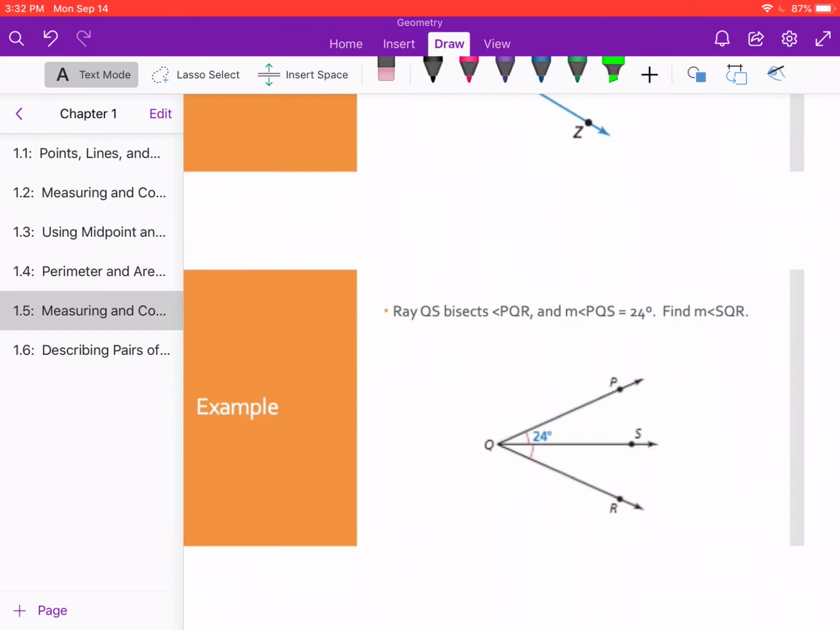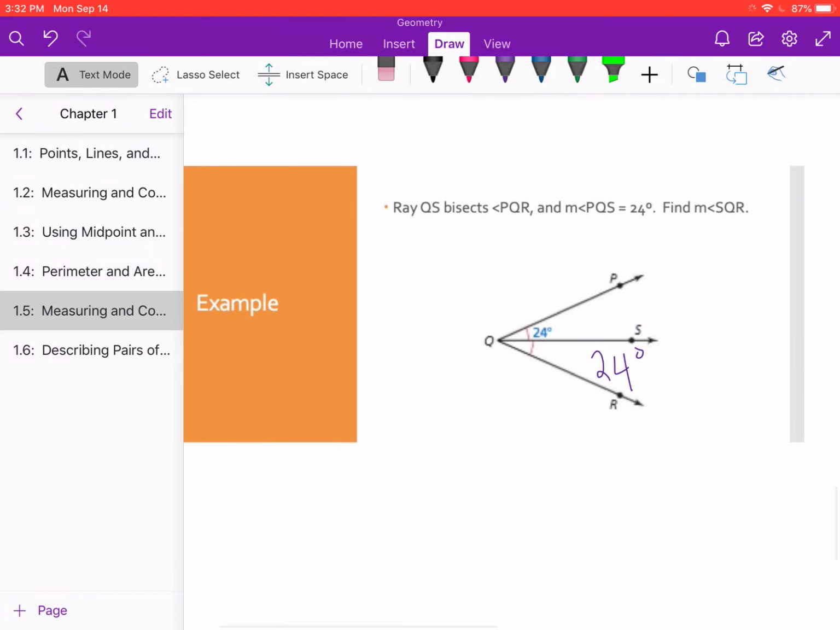So if we know that ray QS bisects angle PQR, and we know that the measure of angle PQS is 24 degrees, we want to find the measure of angle SQR. Well, by the definition of bisecting, we know that the two smaller angles are congruent, so if one small angle is 24 degrees, the other one also has to be 24 degrees. And that's it.